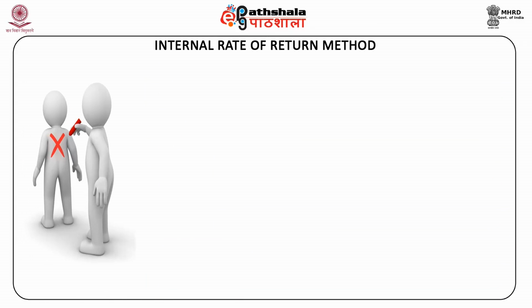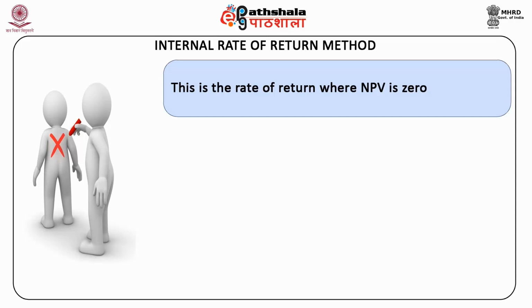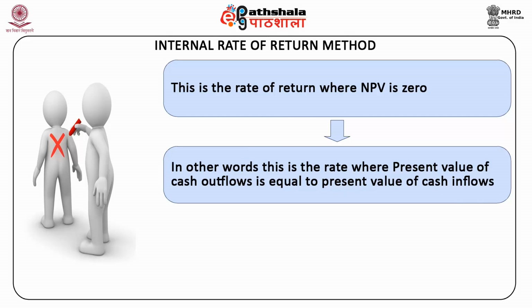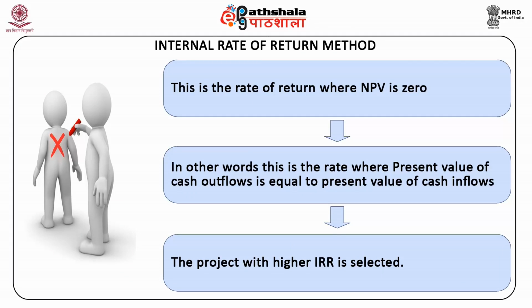The fourth is the internal rate of return method. This is the rate of return where NPV is 0. In other words, this is the rate where the present value of cash outflows is equal to the present value of cash inflows. The project with higher IRR is selected.